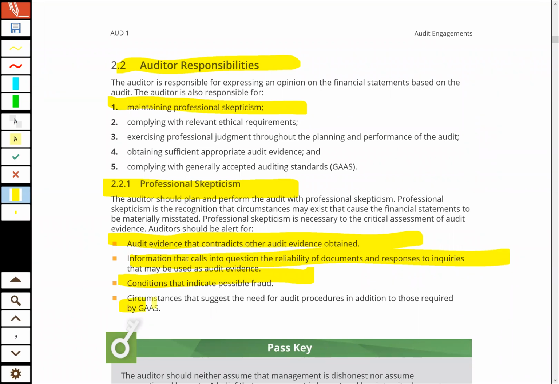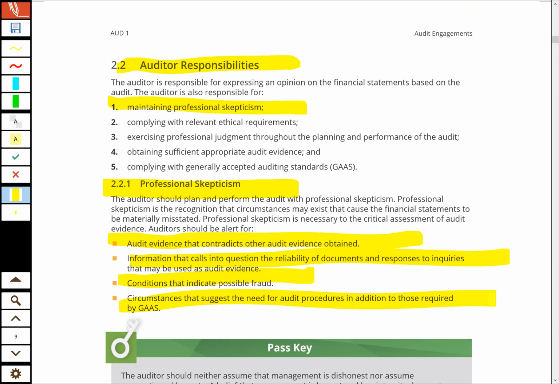Okay, circumstances suggest the need for further audit procedures in addition to those required by GAS. GAS is telling you the minimum things you should do, okay? But you may go beyond the requirements of GAS. Maybe you'll take a larger sample size than is indicated by the guidance given in GAS for sample sizes, because you have a concern about maybe some intentional misstatement, et cetera.